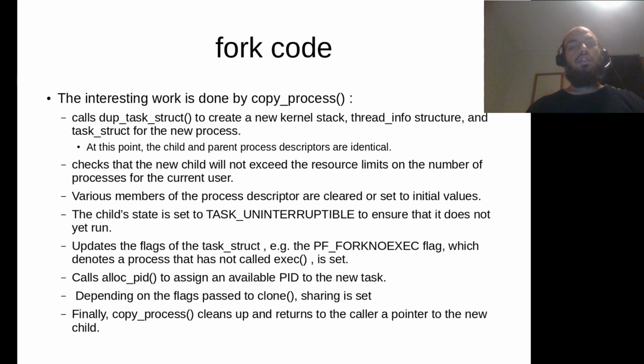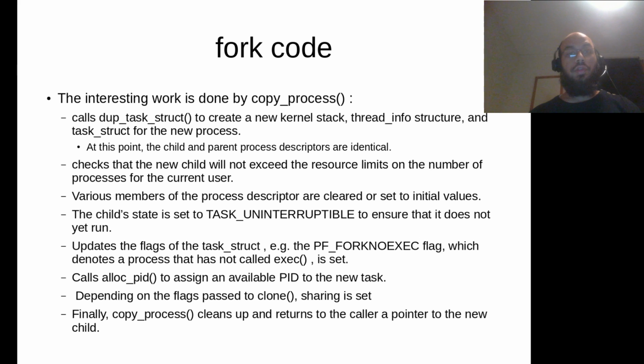You set some initial values in the process descriptor, the task_struct that you just created, and you set the child state to TASK_UNINTERRUPTIBLE to ensure that it does not yet run, because, as we said, TASK_UNINTERRUPTIBLE will not run on a signal, for example. So it will just run when the event that it is waiting for happens, and that event is the actual creation of the child process.